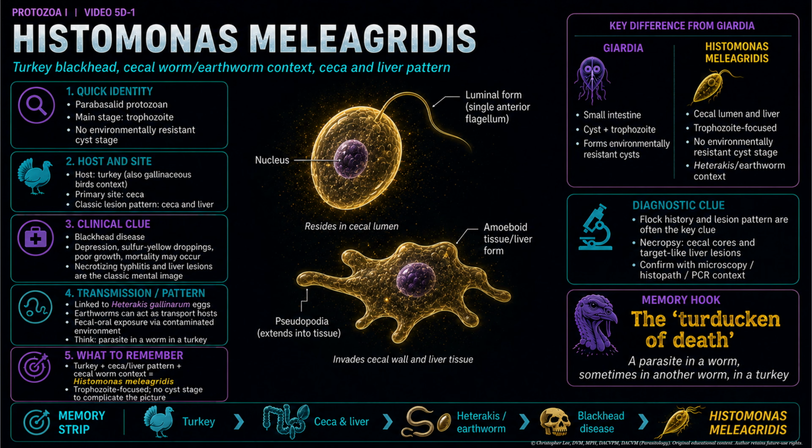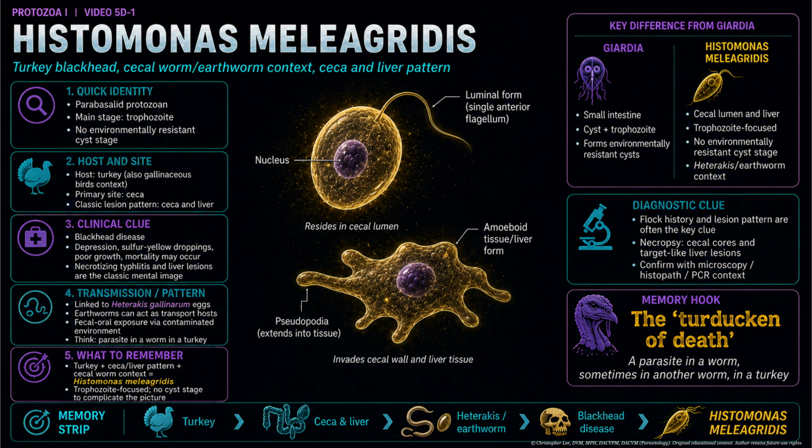Histomonas meleagridis completes our avian trouble. The species name meleagridis refers to meleagris, the turkey genus, so the name itself points us towards the most important host. The primary site is the ceca, with the classic lesion pattern involving both the ceca and liver. Affected turkeys may show depression, poor growth, sulfur yellow droppings, and potentially high mortality. At necropsy, the mental image is necrotizing typhlitis with cecal cores and characteristic target-like liver lesions.